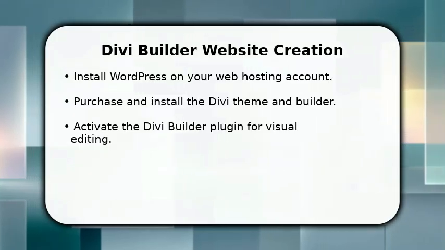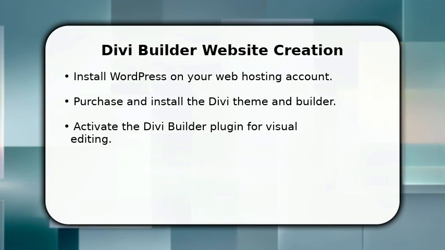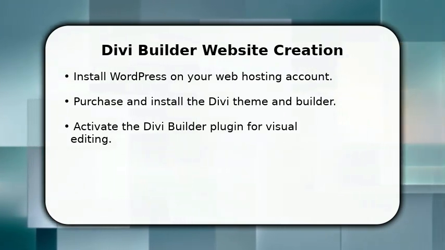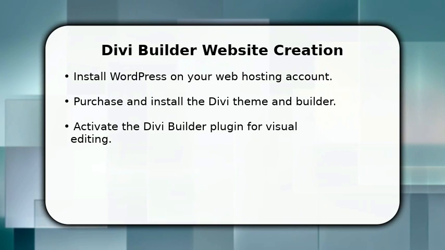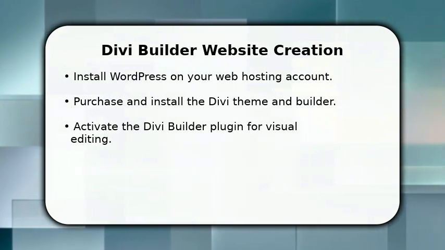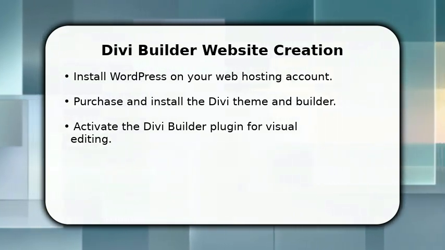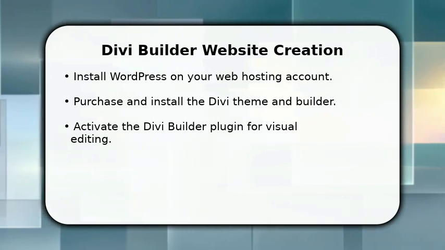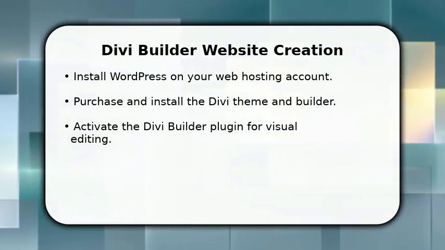In this video, I will explain how to create a website using Divi Builder. First, you will need to install WordPress on your hosting account. Then, purchase and install the Divi theme, which includes the powerful Divi Builder. After installation, activate the Divi Builder plugin.